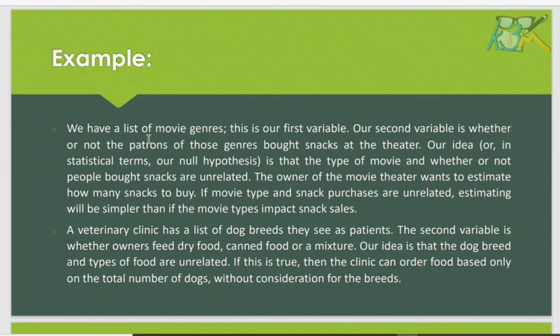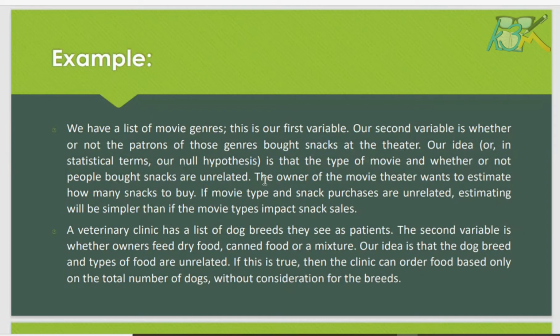So we have list of movie genres. So this is our first variable. Our second variable is whether or not the patrons of those genres bought snacks at the theater. So our idea is that the type of movie and whether or not people bought snacks are unrelated. Okay? So yun yung variable, yung type of movie, pati kung bumili ba yung mga tao ng snack. So yan yung dalawang variable natin.